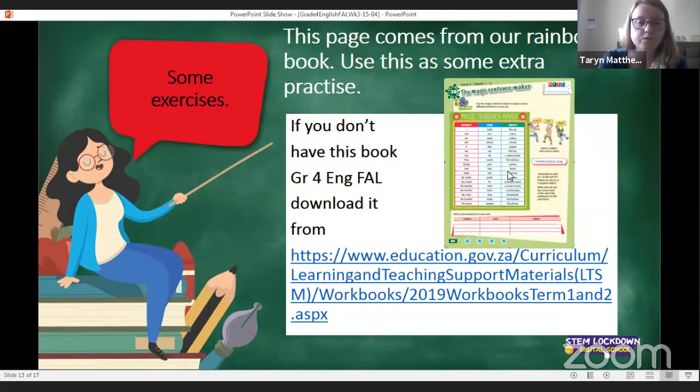And those of you whose school sent it home, please make sure you're completing it, because trust me, I'm sure your teachers will check. All right. So if you don't have it, please ask mom and dad to download it, because trust me, there's some really nice exercises in there.